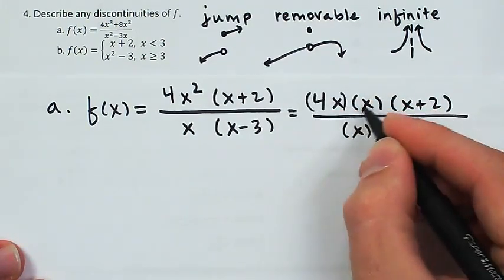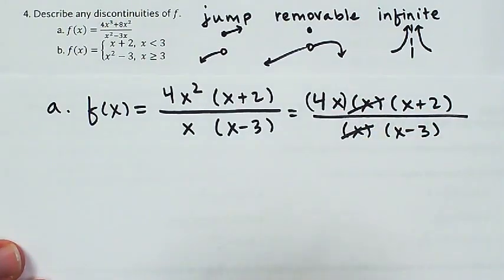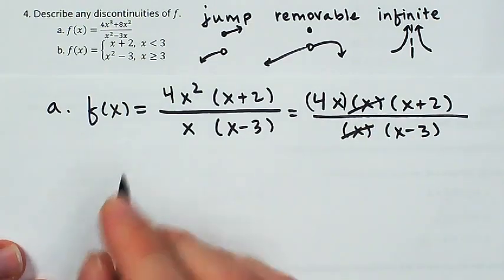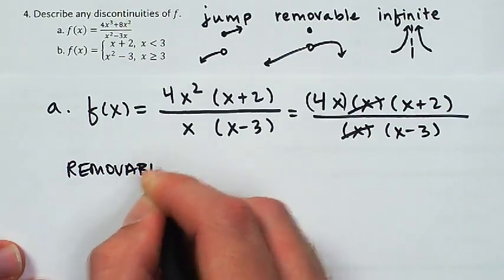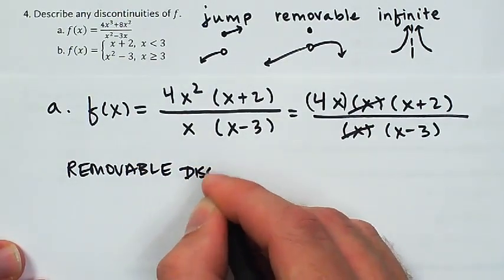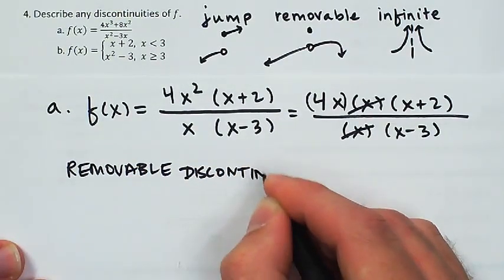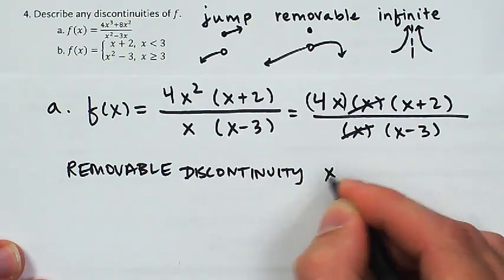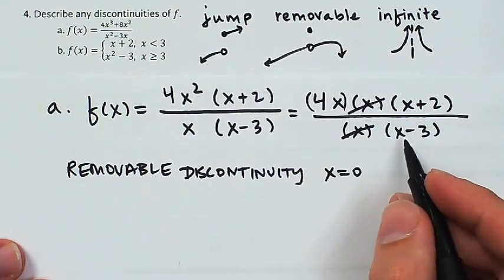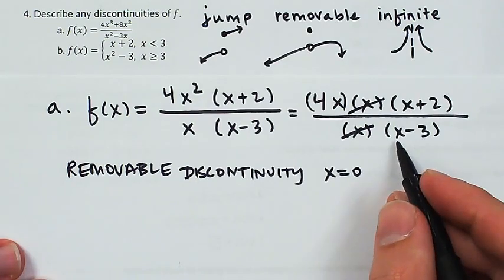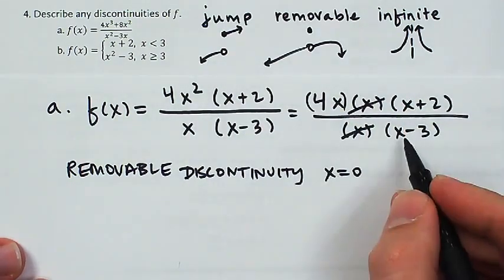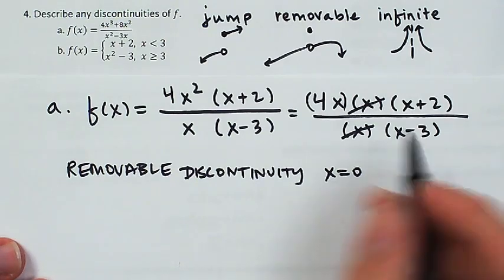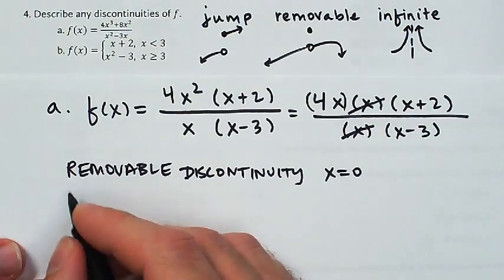I can cancel off one of those x's, so that'll be a hole. So I'll have a removable discontinuity at x equals 0, and a non-removable at x equals 3. Okay, but thinking about what type it is, is it going to be a jump or an infinite discontinuity? It's going to be an infinite discontinuity, like a vertical asymptote, because it's a 0 of the denominator after canceling all the stuff. We learned about that in the last unit.